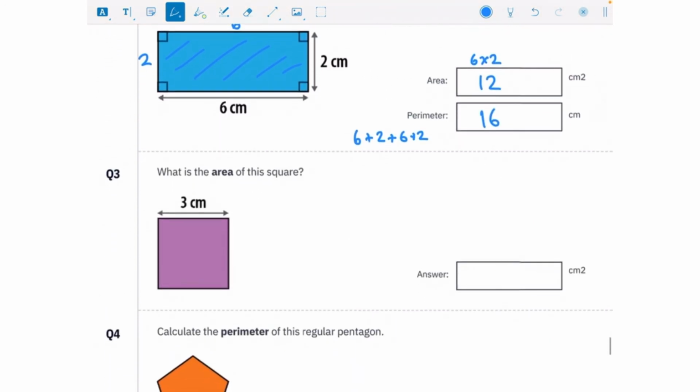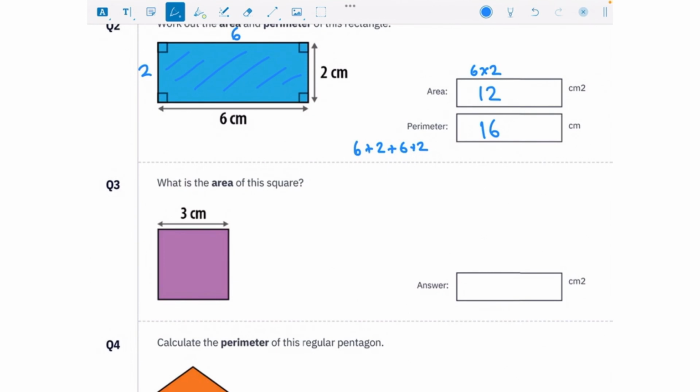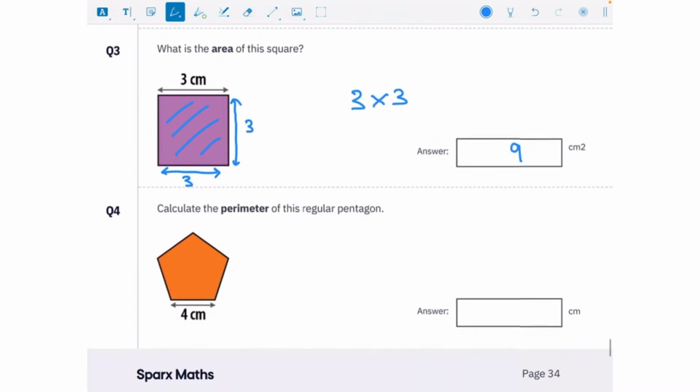The area of this square, again, it's a bit like a rectangle in that we need to do 3 times 3, base times height. We know it's 3 across here, and it's 3 going up here. So base times height, the area inside the shape is 3 times 3, which is 9. I knew it was 3 going up because it's a square, so we know it's the same length in all directions.